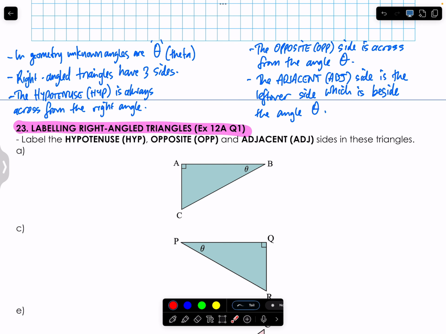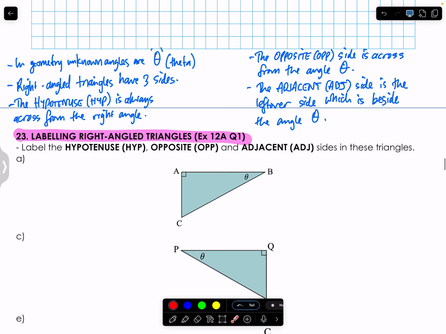In right-angled triangles, there's always 3 sides. The first is the hypotenuse. What did we say about the hypotenuse? It's always across from the right angle. So the hypotenuse in this triangle would be BC. What do you notice about that? It's on the other side of the right angle. The opposite side in a triangle is across from the angle. So if my angle in this triangle is here, which side of that triangle is going to be opposite the angle? AC. That is opposite.